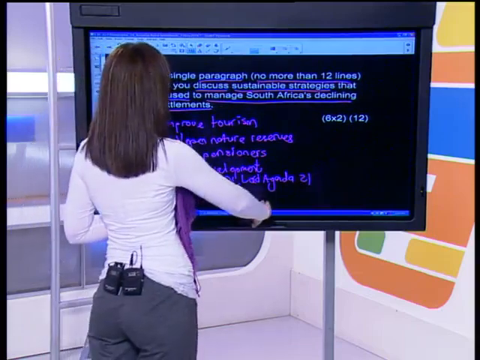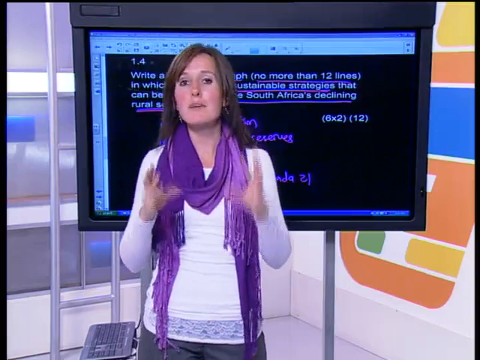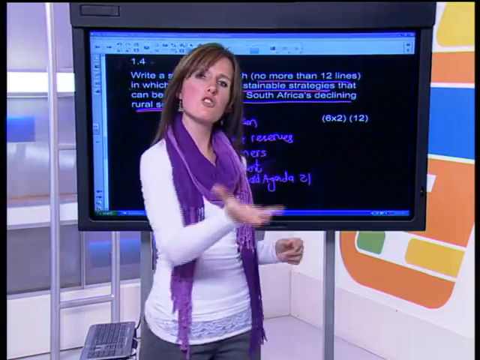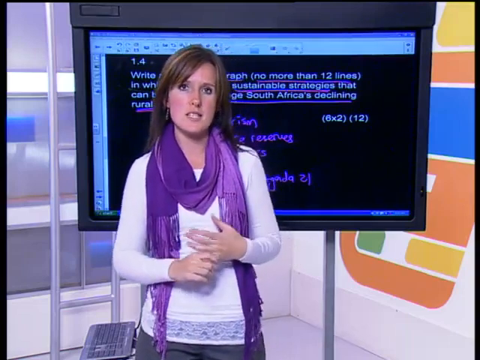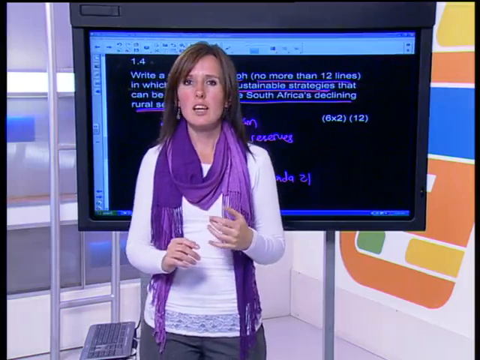Again, we had to discuss sustainable strategies that can be used to manage our declining rural settlements. So to answer that one again, let's just go through a couple of pointers. Remember, we want to try and keep populations more in rural settlements. We don't want overcrowding and too many people moving to urban settlements. So we want to try and attract people back to those rural settlements. And there are a number of ways in which they're trying to do that, to have an even population distribution.